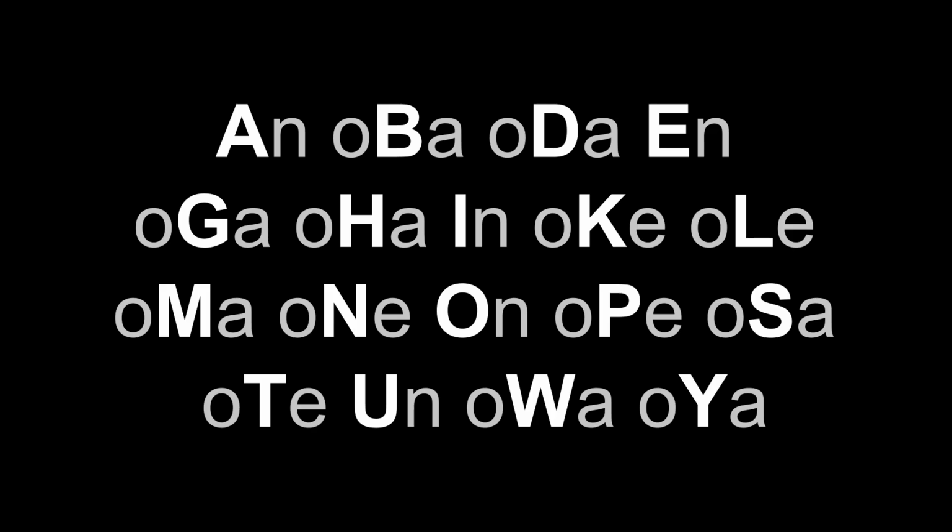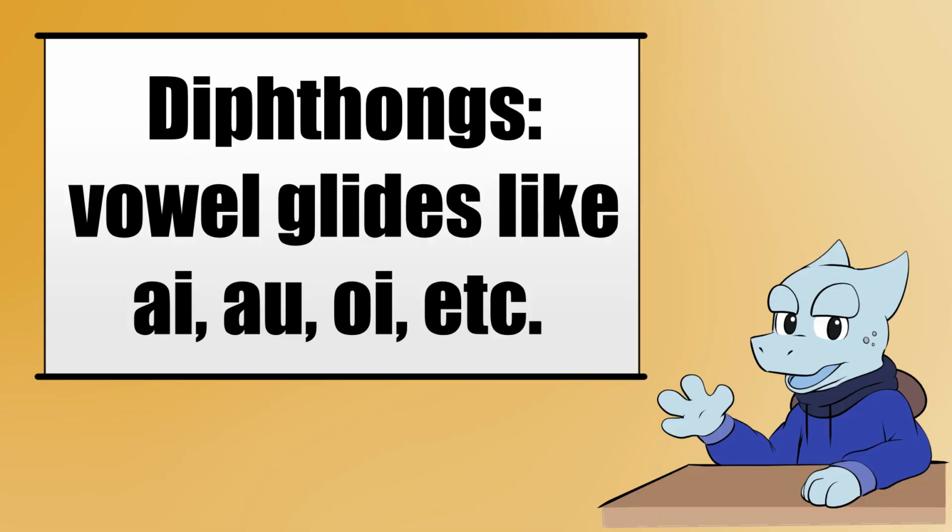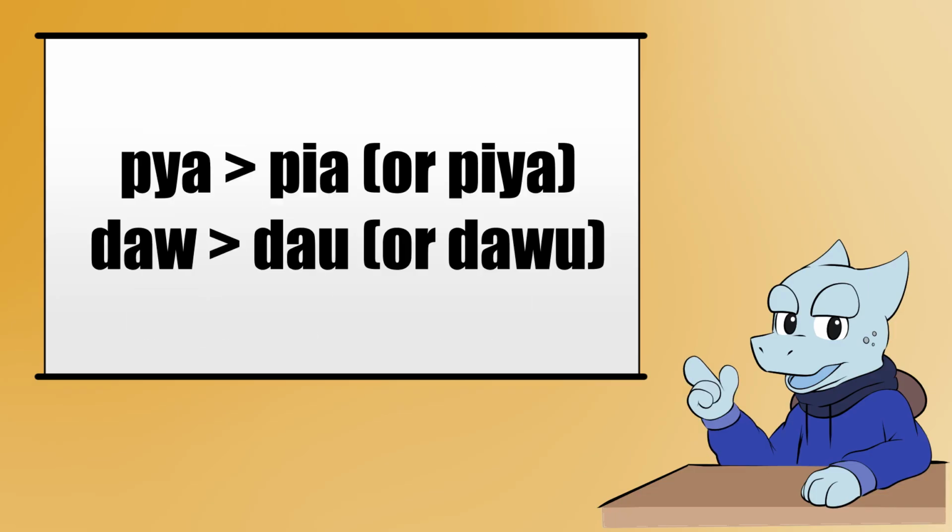The alphabet is as follows: An, Oba, Oda, En, Oga, Oha, In, Oke, Ole, Oma, One, On, Ope, Osa, Ote, Un, Owa, Oya. Dagapya has many diphthongs that it creates with W and Y, but they can be pronounced as vowels if the speaker prefers. Pya can be pia, and dao can be dao.